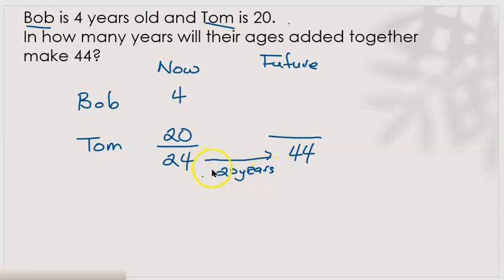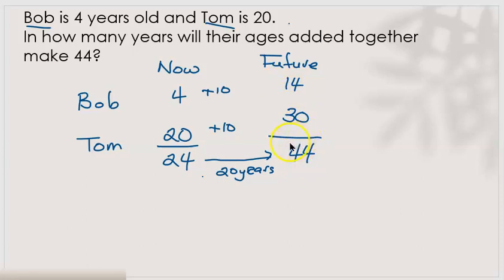That's 20 years. We need to get 20 years more on their age for it to be 44. So if we have 20 years that we need to add, we need to add 10 years to Bob and 10 years to Tom. So 10 years to Bob, if he's 4 now, he'll be 14. And 10 years to Tom. 20 plus 10 would give us 30. And when we check, 14 plus 30 is equal to 44.